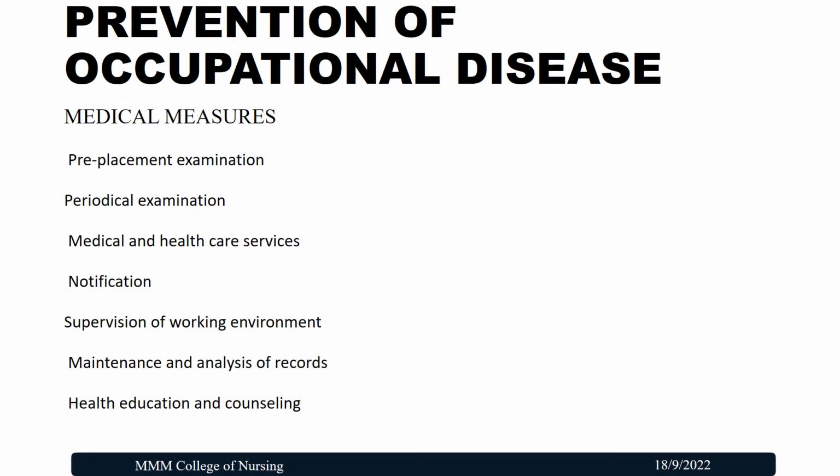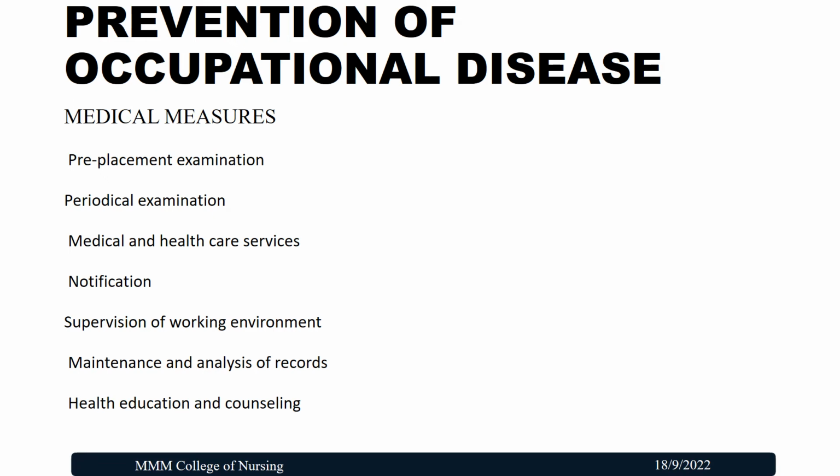Prevention of occupational disease. We have different measures that will help the employees to prevent complications. First one is medical measures. Under the medical measures, we have components like pre-placement examination, periodical examination, medical and healthcare services, notification, supervision of working environment, maintenance and analysis of records, health education and counseling.